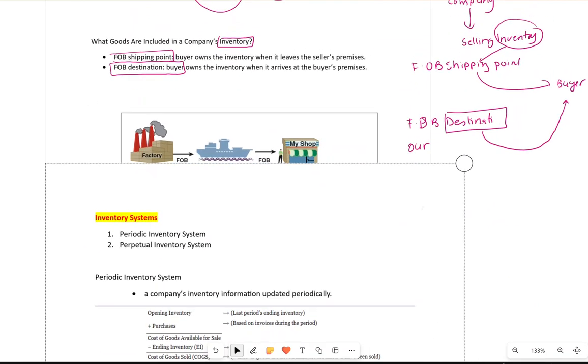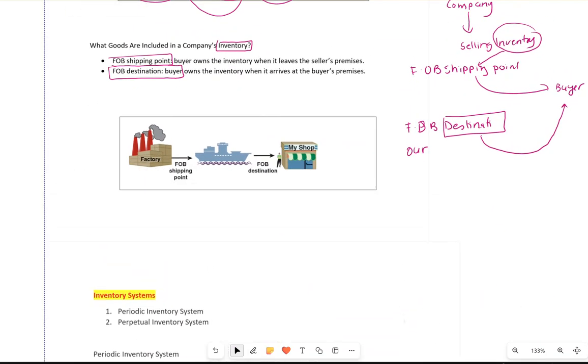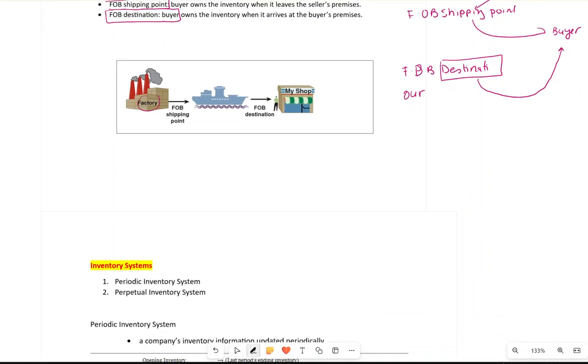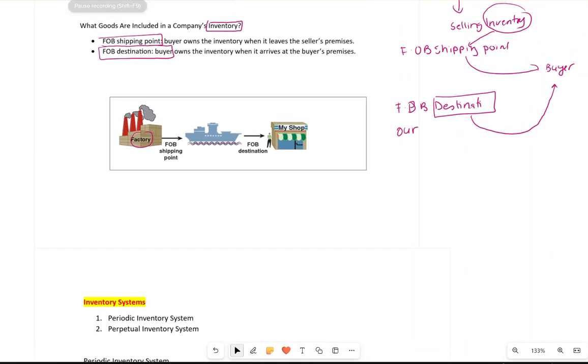This is an example right here. They said you have a factory, FOB shipping point, FOB destination point. So this is an example. When you have a shipping point, the buyer owns the inventory when it leaves the seller's premises. With destination, the buyer owns the inventory when it arrives at their premises.